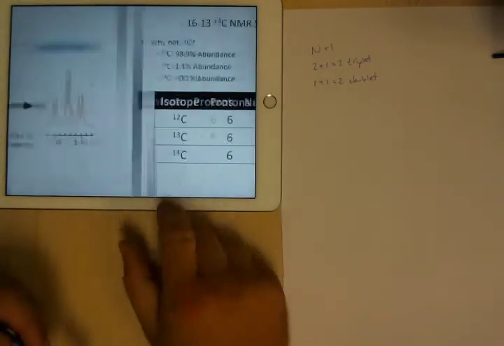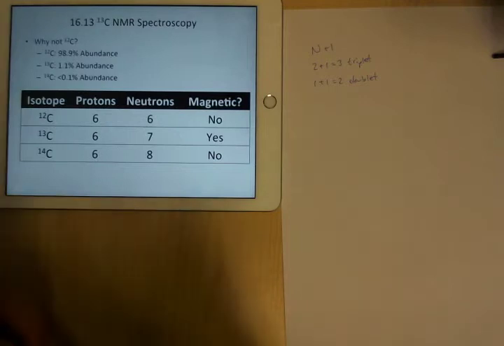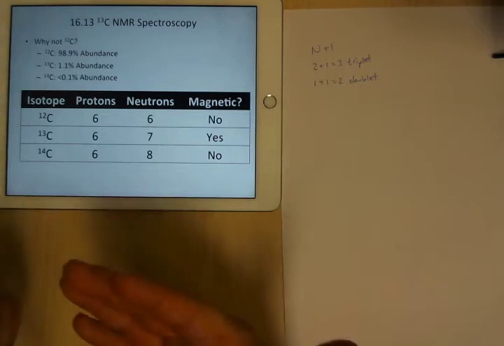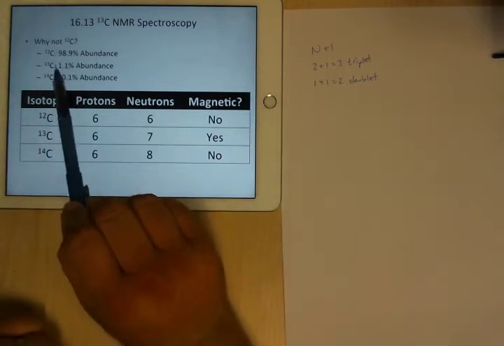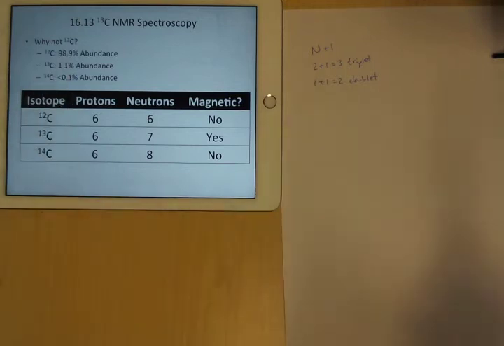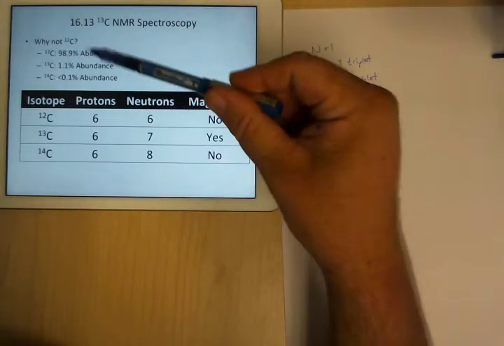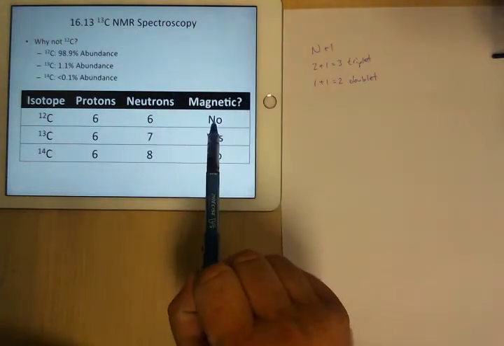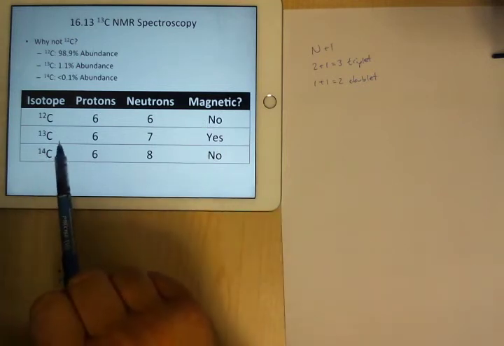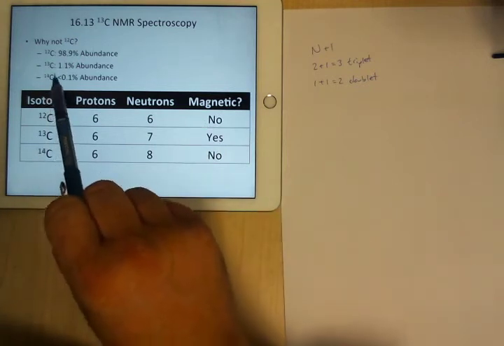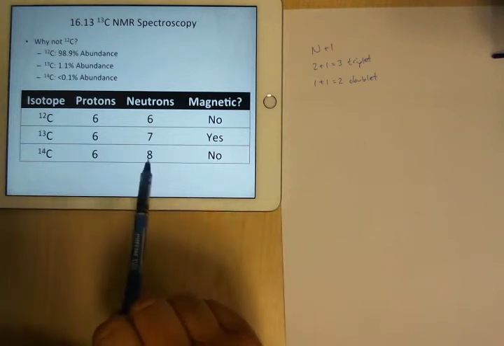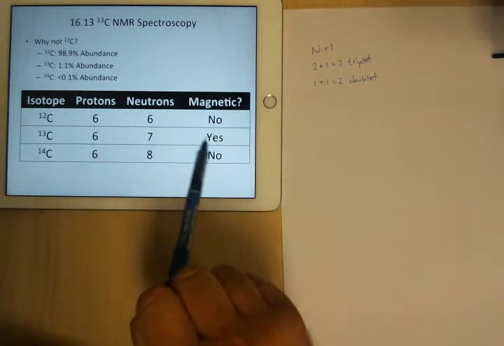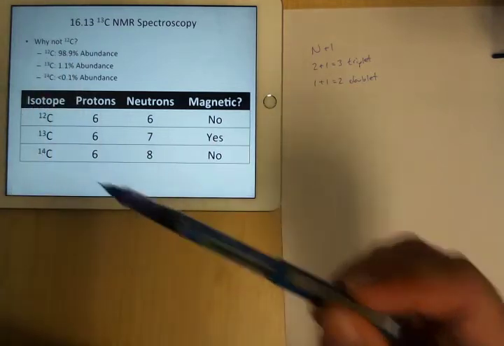Now, organic chemistry. It's all about carbon. So it'd be awesome if we could just do a carbon NMR, because nearly 99% of the carbon on this planet is carbon-12. The problem is it has 6 protons, 6 neutrons, so it's not magnetic. Carbon-14 isn't magnetic either, because it's 6 and 8. But carbon-13 is, and it's about 1% of your signal. That is magnetic, so we can take advantage of that 1% of the sample.